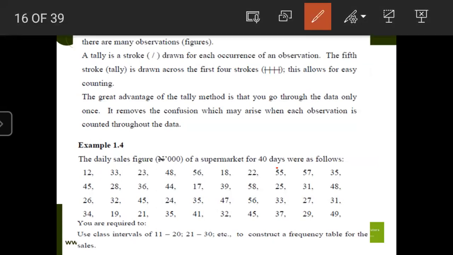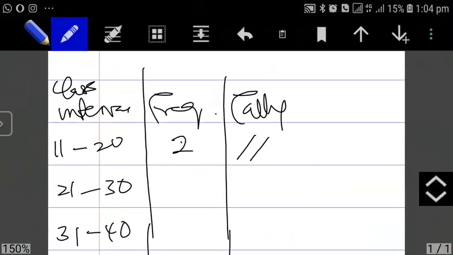11 to 20: 1, 2, 3, 4. 11 to 20 is 4, not 2. Sorry for that. It's 4.